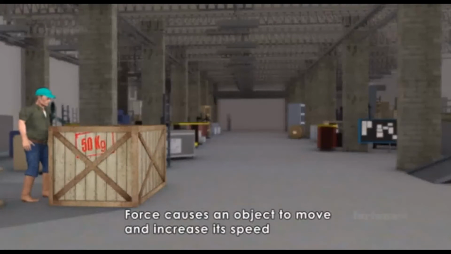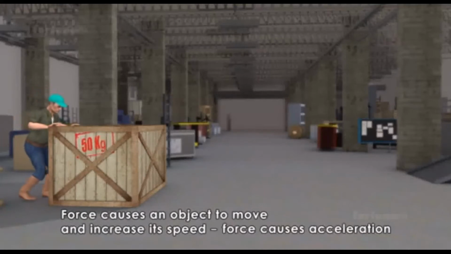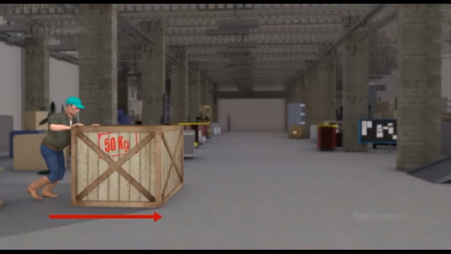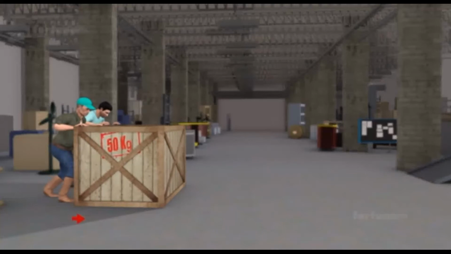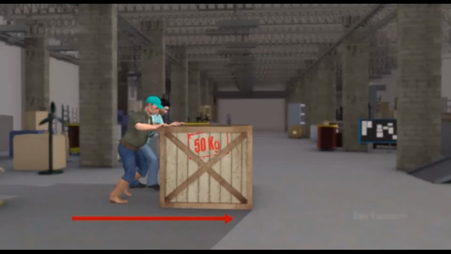Forces cause an object to move and increase its speed. In other words, force causes acceleration. If you push a wooden crate weighing 50 kilograms, it will move from one point to another, covering a small distance. If your friend joins you and both of you push the crate, its acceleration will increase and it will move further, covering a greater distance.